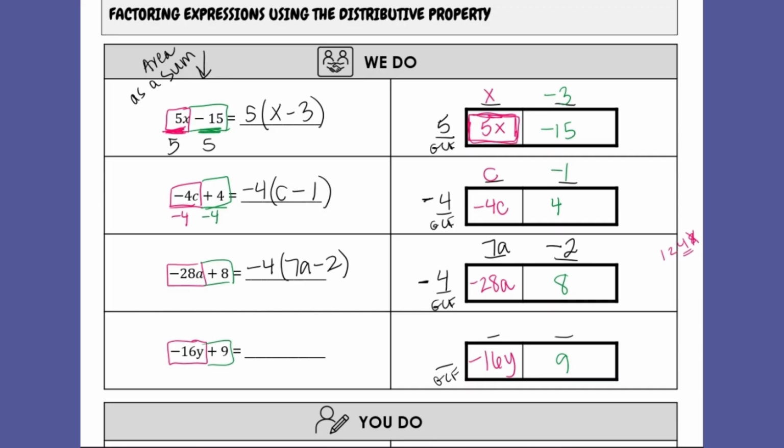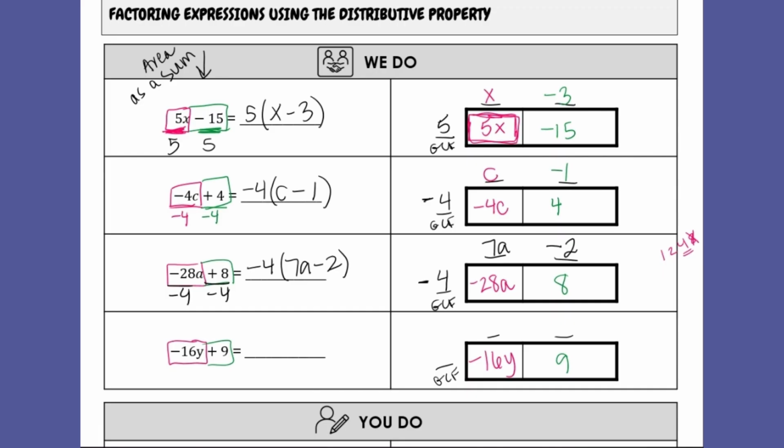You can also, if you think about not using the area model, so once you find your GCF, just divide each term by the GCF. And negative 28 divided by negative 4 is 7a. 8 divided by negative 4 is negative 2. So you can kind of see it that way too. That can also help you keeping your positive and negative signs kind of straight. So let's look at our last example.